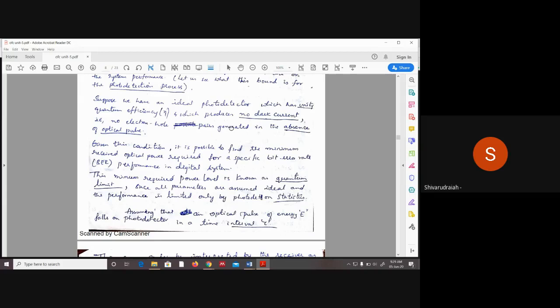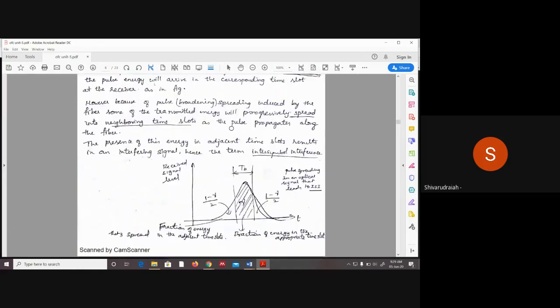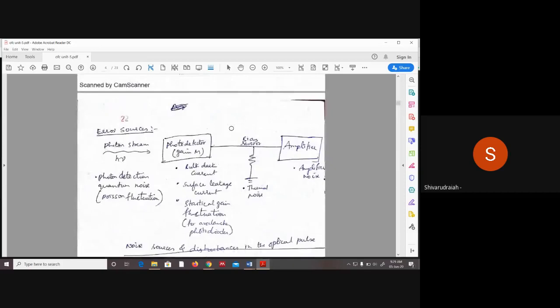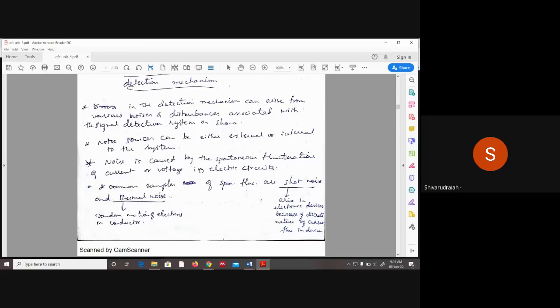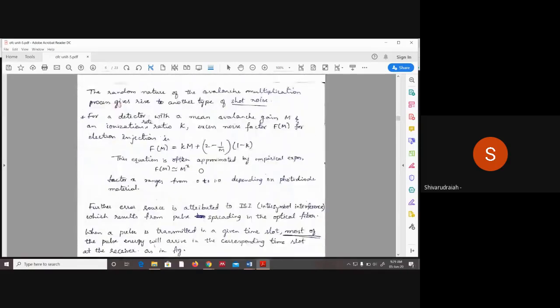So dark current is a current that is generated in the absence of an optical pulse. That results in a kind of noise called dark current noise, as we saw in the types of noise sources. Under types of noise sources, we can also see bulk dark current noise. This bulk dark current noise is produced whenever an electron hole pair is generated in the absence of an optical pulse.